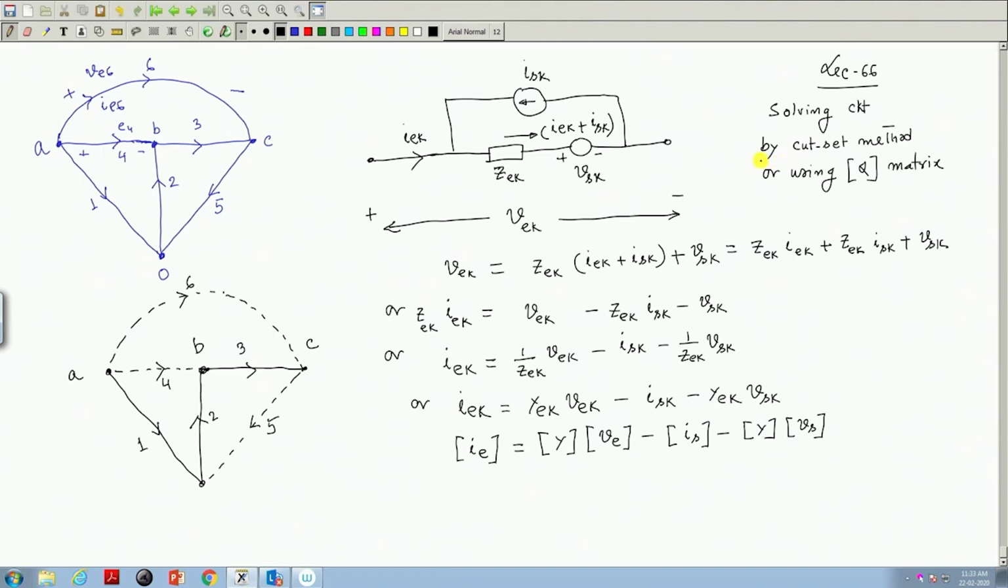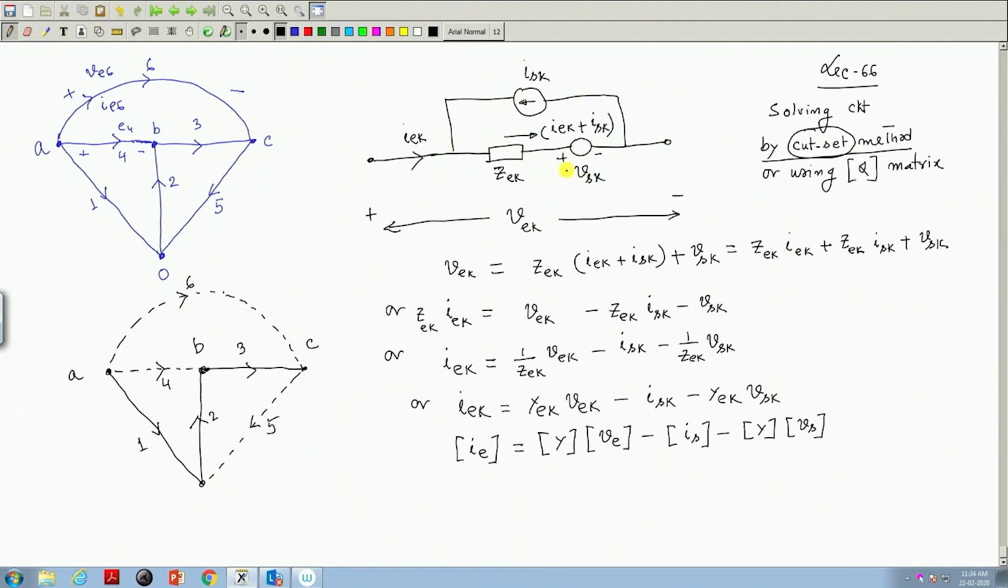Once you know the node voltages and fundamental loop currents, you have really solved the circuit. Today I will tell you how to solve the network problem using graph theory, but using the cut set method. This is the network. Each branch in general, the kth branch has been shown, put k equal to 1 to 6 here.